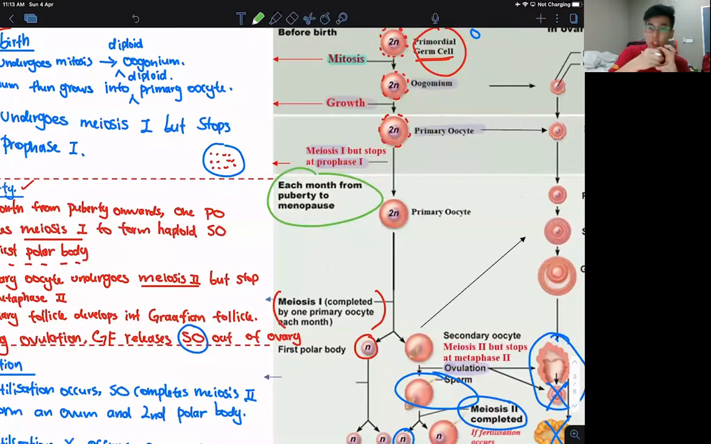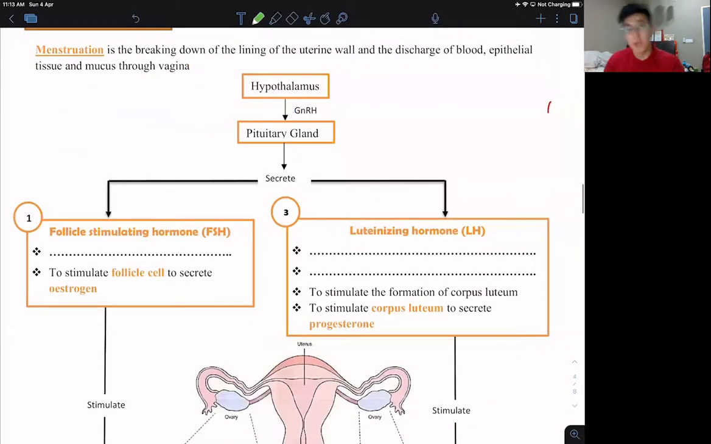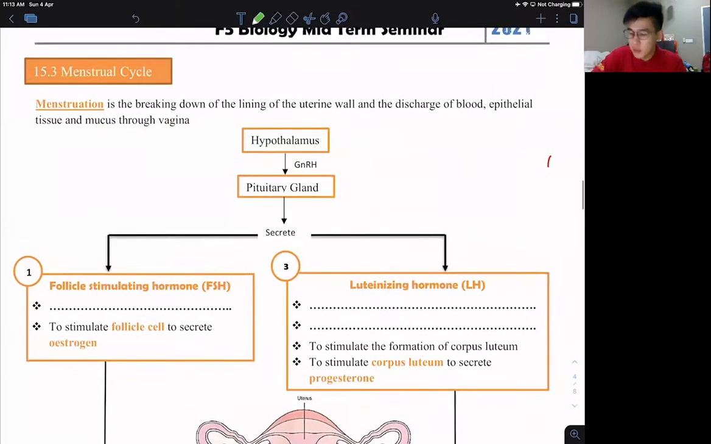Just now when we mentioned, each month from puberty onwards, I will produce the secondary oocyte. So each month, you actually have a menstrual cycle. Then only you produce the ovum. So now we're going to go through the whole process in detail. So far, okay?